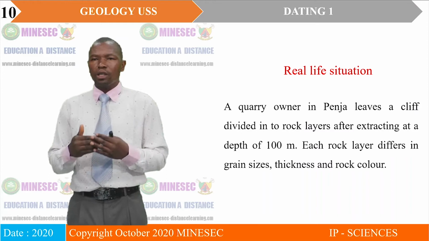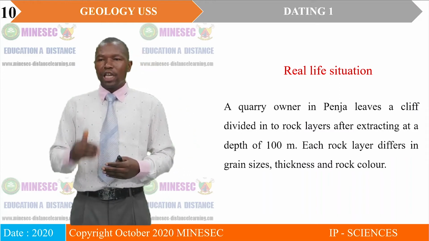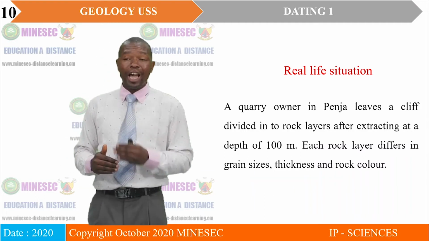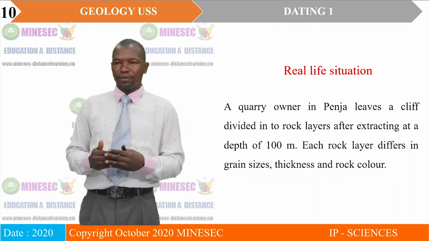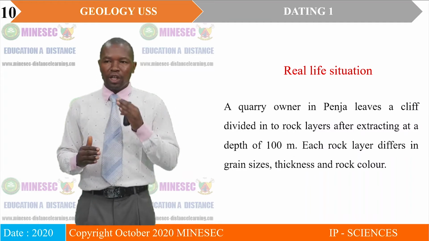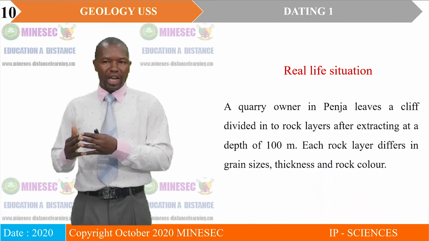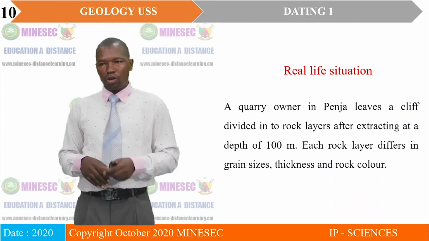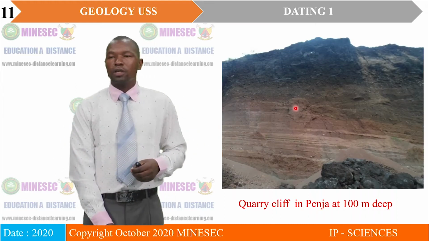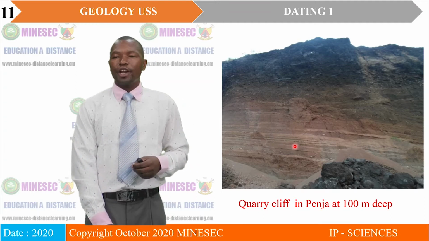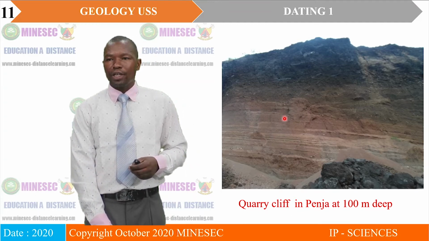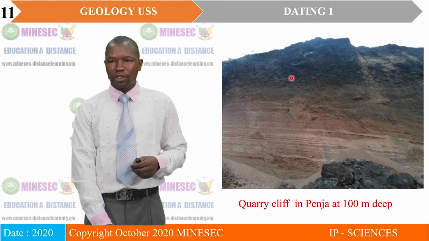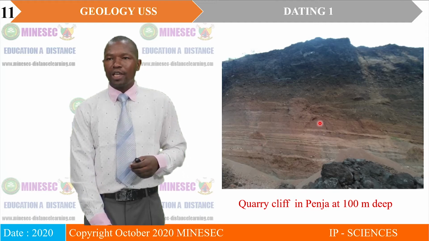Now, a quarry owner in Penja leaves a cliff divided into rock layers after extracting at a depth of 100 meters. In each rock layer, he observes that it differs in grain sizes, thickness, and rock color, as you can see in this photo of the quarry cliff. You can see layering. You can also realize that there is color variation. You have reddish brown, and then you have dark. With grain sizes, you can realize that there is a portion that is massive and another portion that is chaffy.